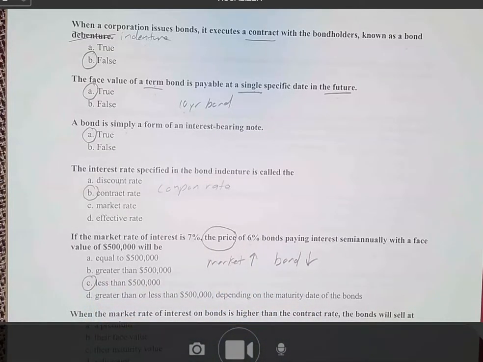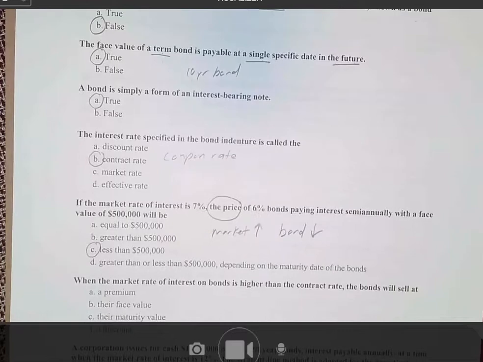We're going to get less than $500,000 for these $500,000 in bonds. So yeah, we get less than $500,000 when we sell them, but we're also saving a little bit of money every time that we're not having to pay the 7% rate of interest. We're paying 6% instead. So it kind of works out for us.